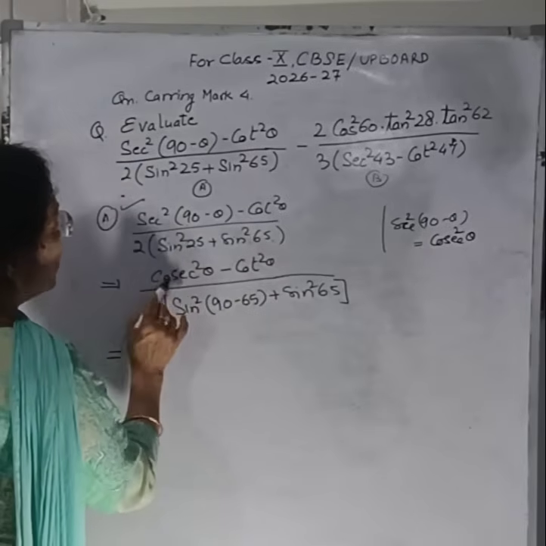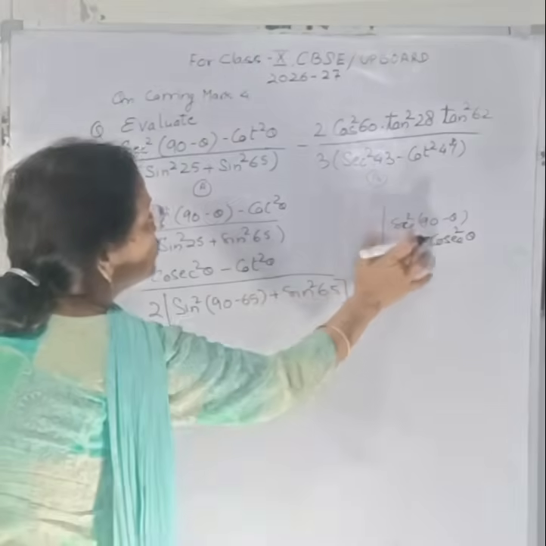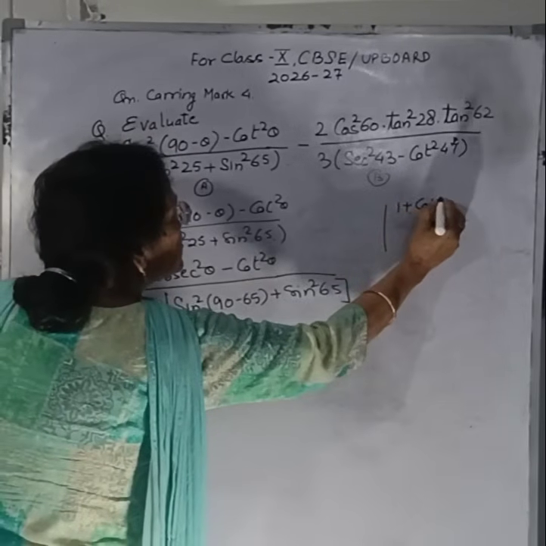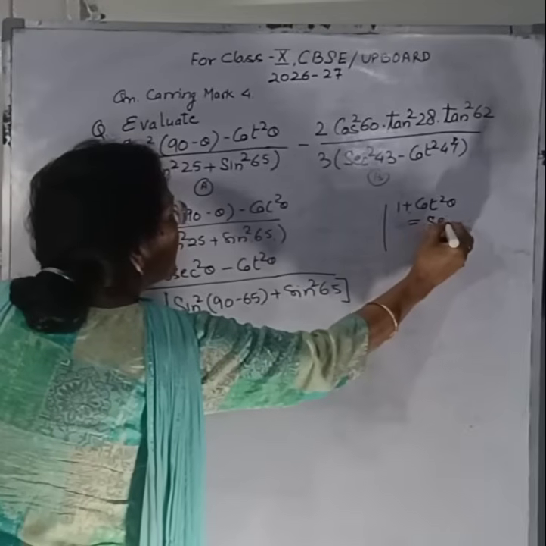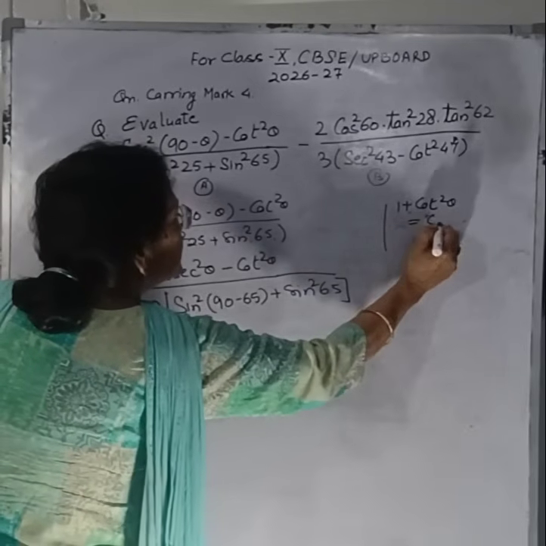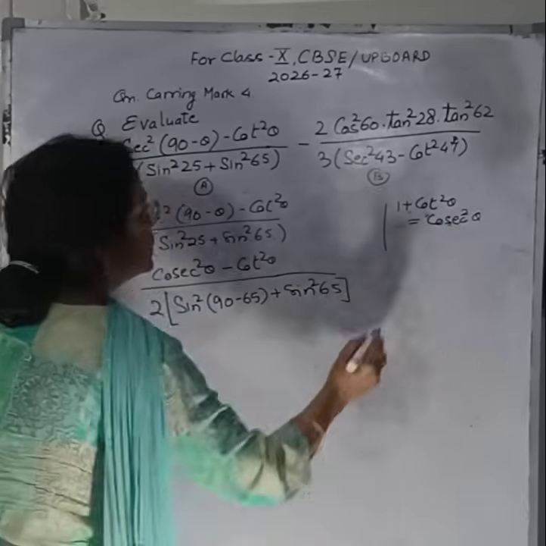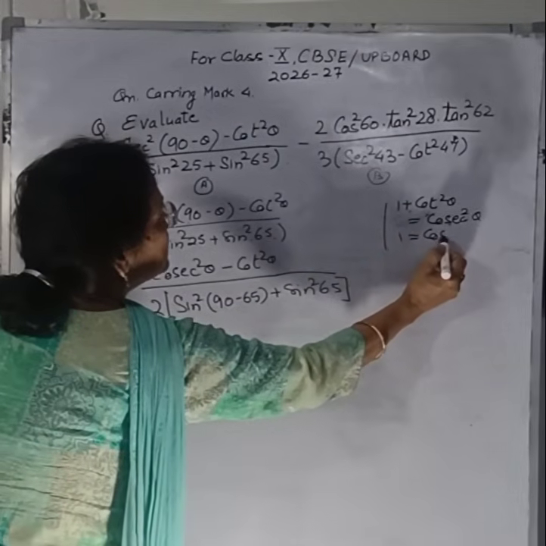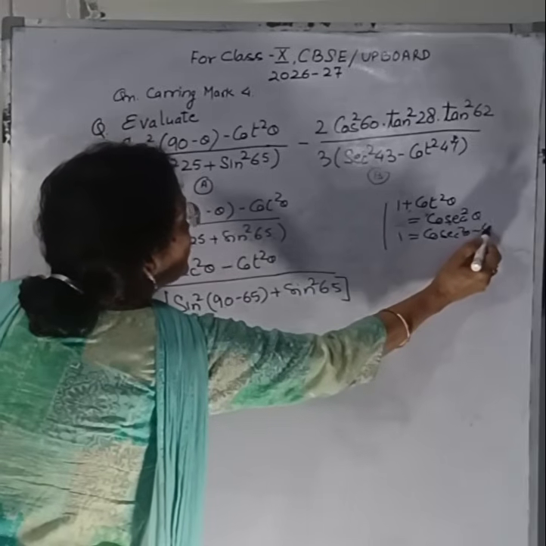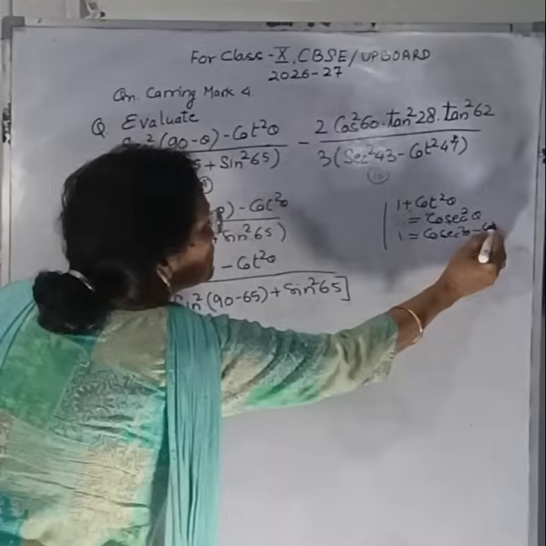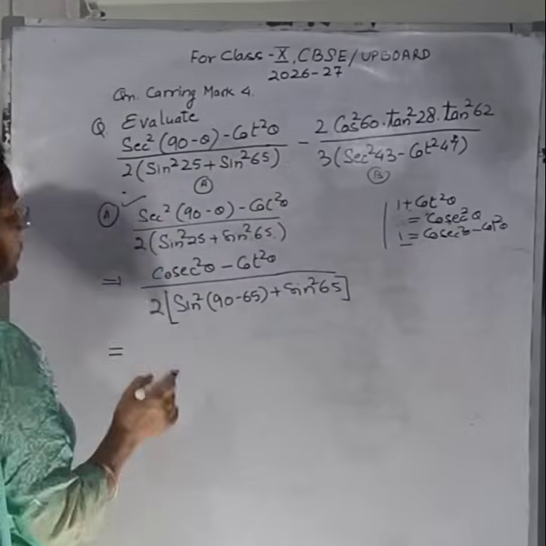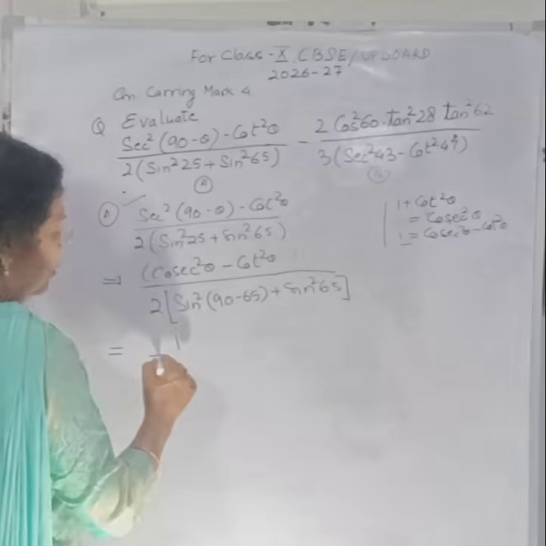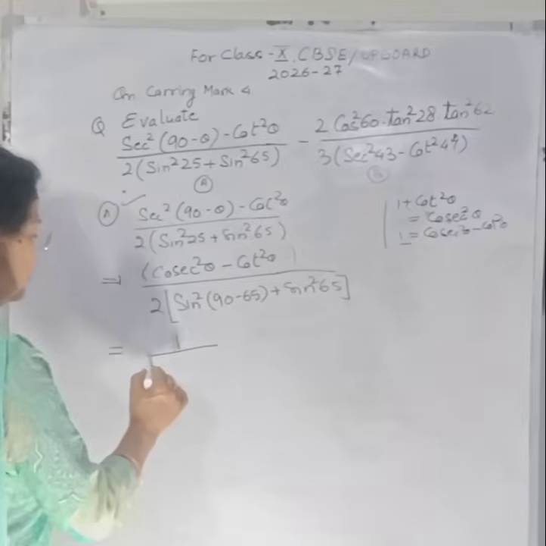You have to see in the numerator cosec square theta minus cot square theta. Another formula is known to us, that is 1 plus cot square theta is equal to cosec square theta. Oh, sorry, cosec square theta. So from here, cosec square theta minus cot square theta can be written as 1. In place of this whole, we can write 1. Numerator becomes equal to 1 upon 2.